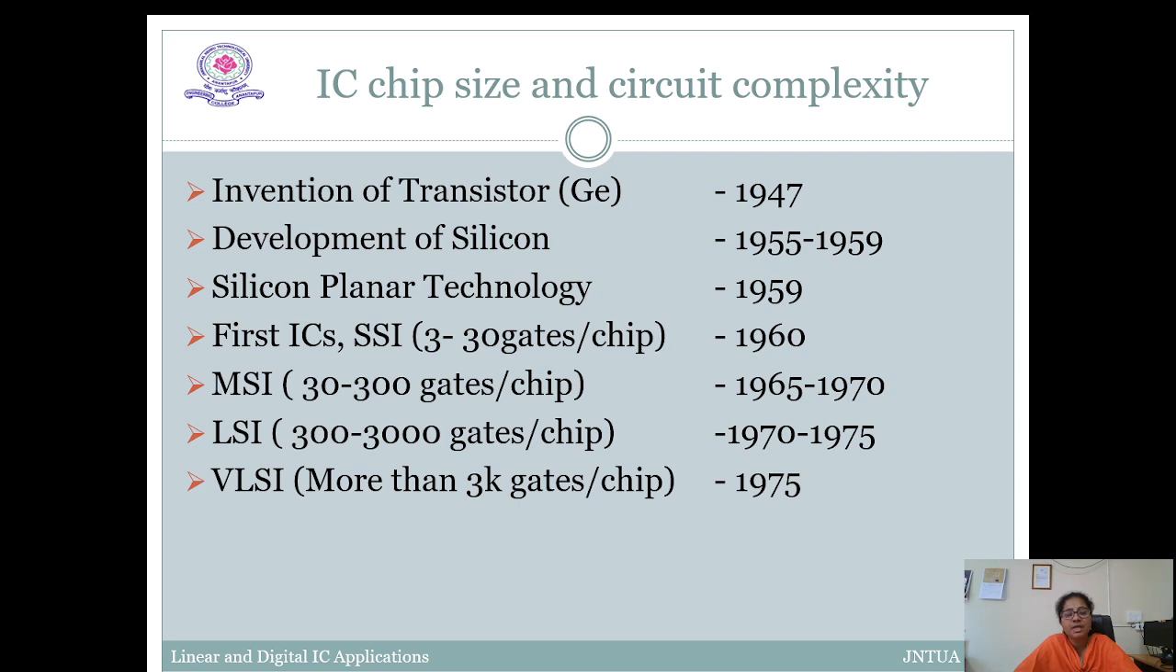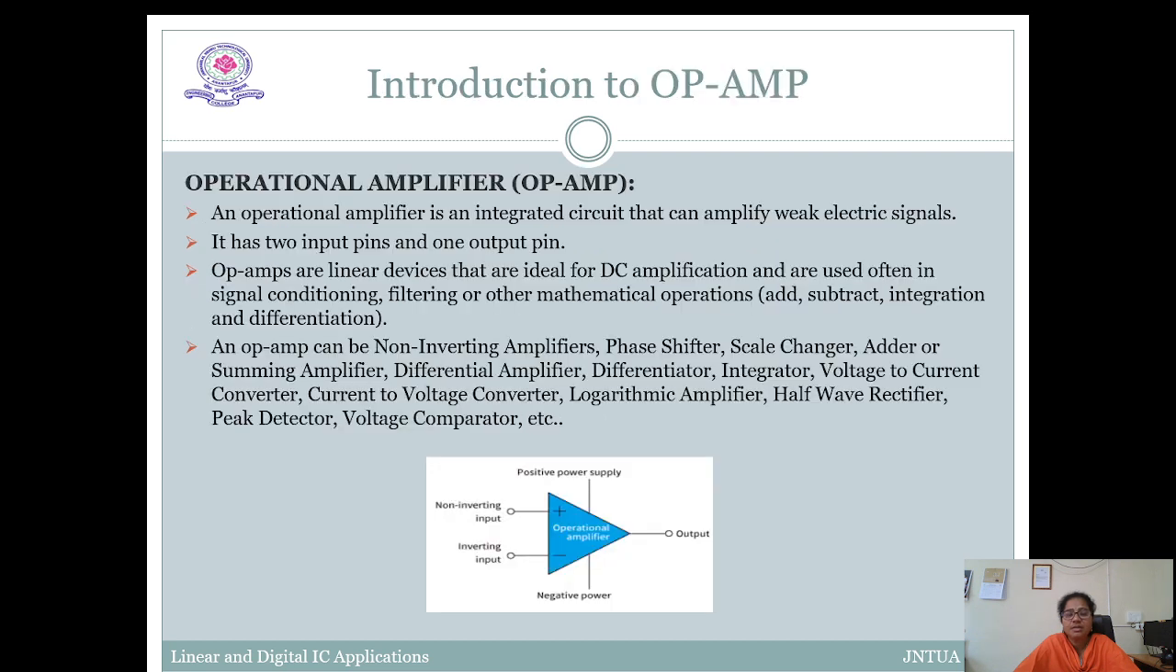First ICs, small scale integration, only 3 to 30 gates per chip in the year 1960. Medium scale integration, that is 30 to 300 gates per chip, in 65 to 70. Large scale integration, 300 to 3000 gates per chip, in the year 70 to 75. Very large scale integration, more than 3K gates per chip, in the year 1975.